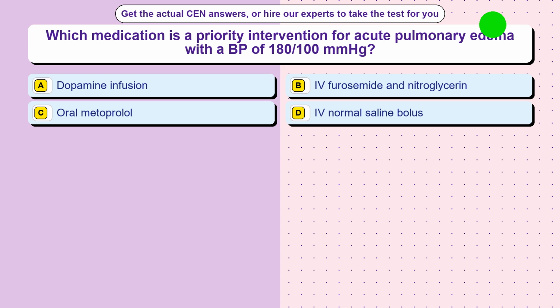Question 54. Which medication is a priority intervention for acute pulmonary edema with a BP of 180/100 mmHg? Option A, dopamine infusion. Option B, IV furosemide and nitroglycerin. Option C, oral metoprolol. Option D, IV normal saline bolus.